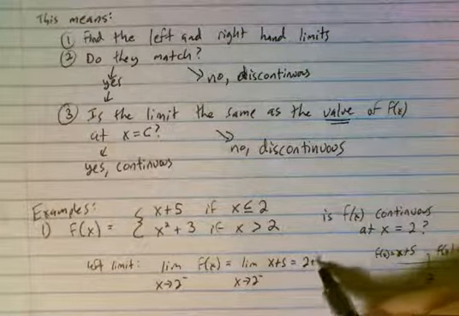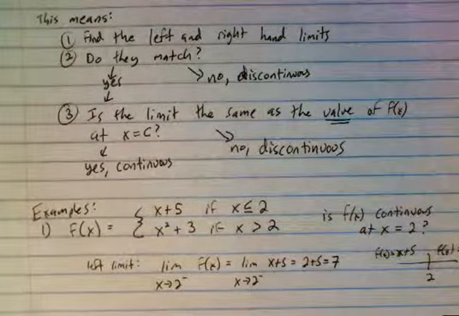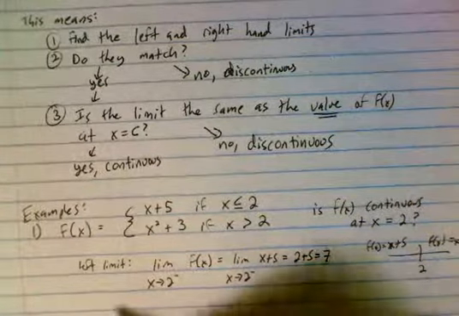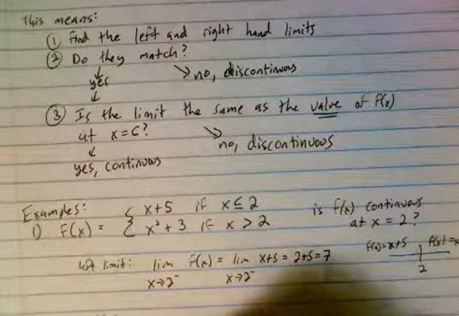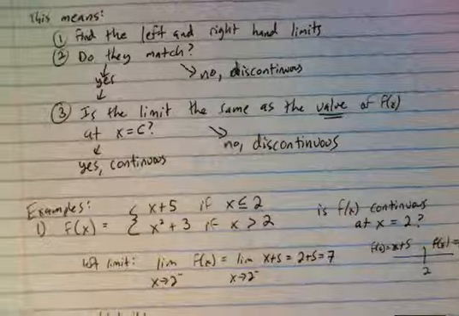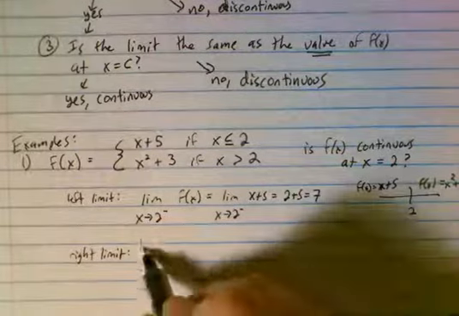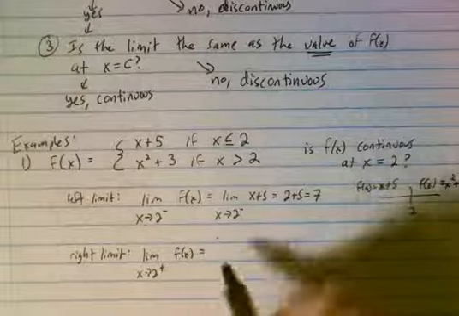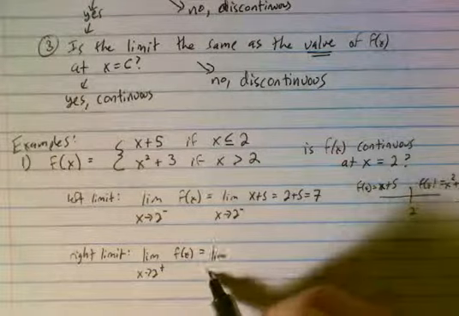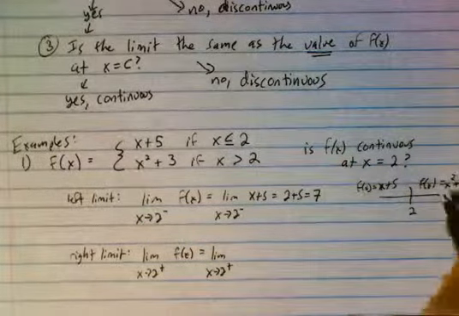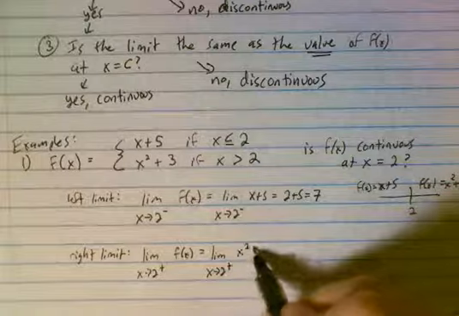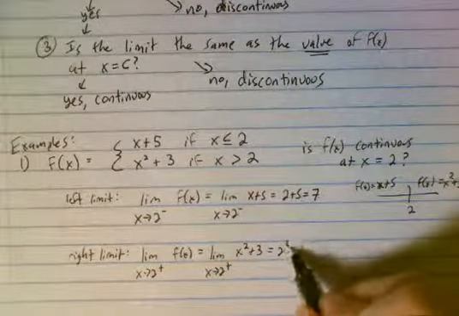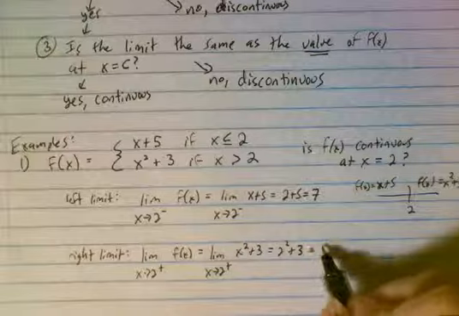Substitute 2 in for x. And there we have, the left-hand limit is 7. Same thing for the right-hand limit, but we're going to use the equation on the right. That's x squared plus 3. So 2 squared plus 3, that's 4, plus 3 is 7.